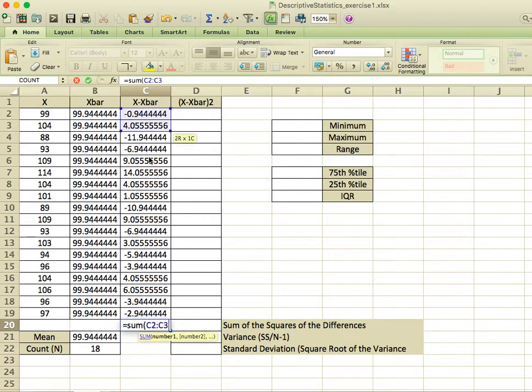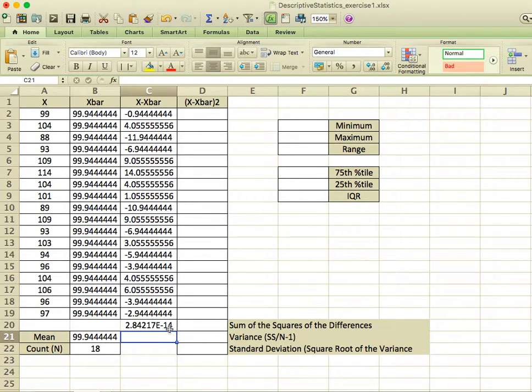The sum of all of these values. Okay, when I add them all up, well, it's 2 times 10 to the minus 14. That's basically essentially 0. Okay, what happened there? What happened there is that all these values, the positive and negative numbers, all canceled out, right? Why did that happen?